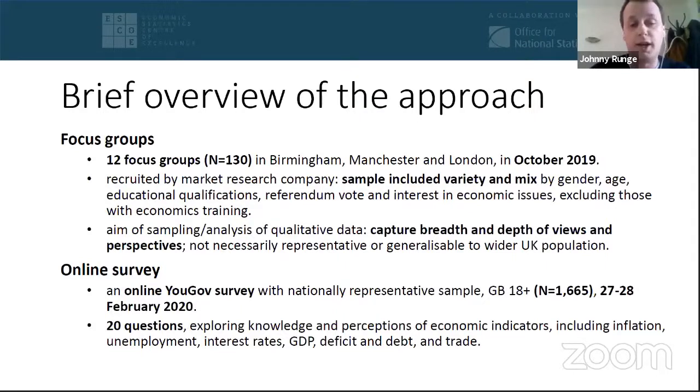We did also do a YouGov survey with a representative sample exploring some of those same issues.